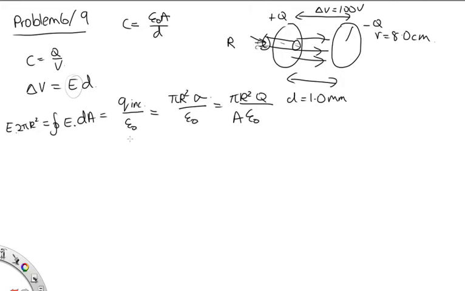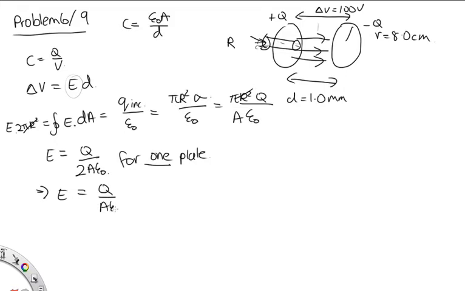Okay, so looking at these, we can cancel out the pi r squareds, and we end up with our electric field is equal to Q over 2A epsilon naught. This is for one plate. But here we have two plates. The electric fields will add together in the middle as the electric field lines are going in the same direction, as these two charges have opposite signs. So for two plates, it's Q over A epsilon naught for both plates.